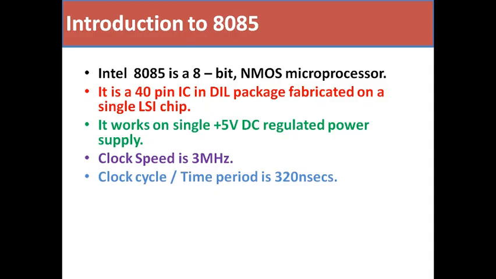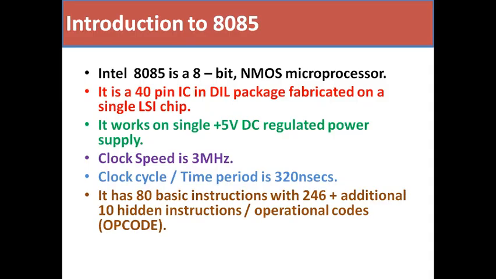Therefore, if we try to find out the clock cycle, it comes out to be 320 nanoseconds. Well, the microprocessor has 80 instructions, and there are 246 operational codes. Along with that, we also have 10 more hidden operational codes which we will discuss later. Those 10 instructions were not released by Intel.